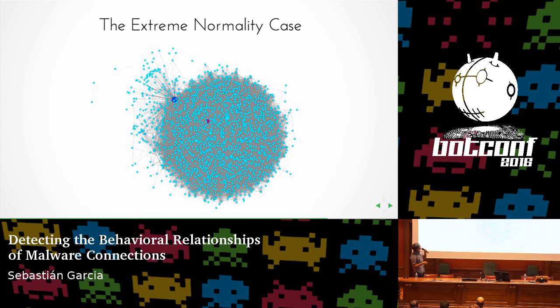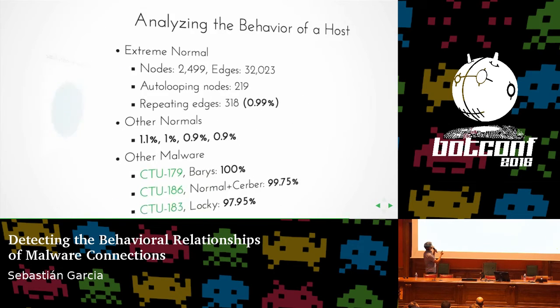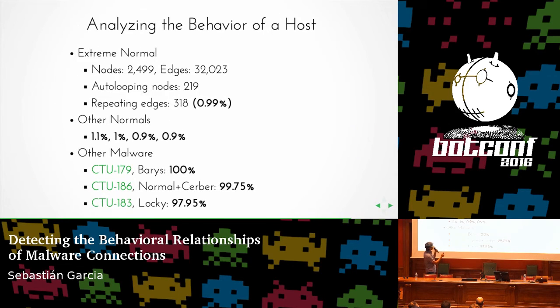So this is the extreme normality case. Believe it or not, this is normal. The user is doing a lot of stuff all the time, a lot of plugins in the browser, and this is completely normal. However, when we analyze this with our technique, we see that we still have 0.99% of repeated edges. So even though there is a lot of data, we still see the trend being respected in this normal connection.